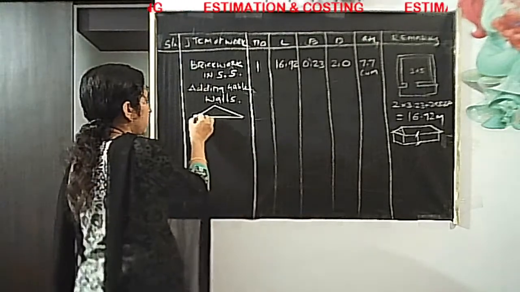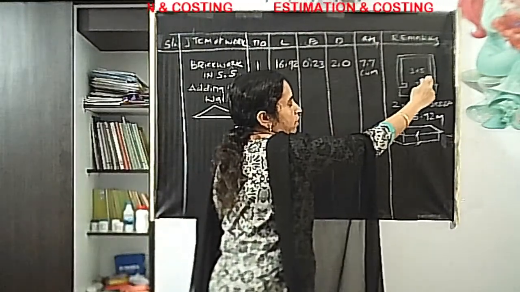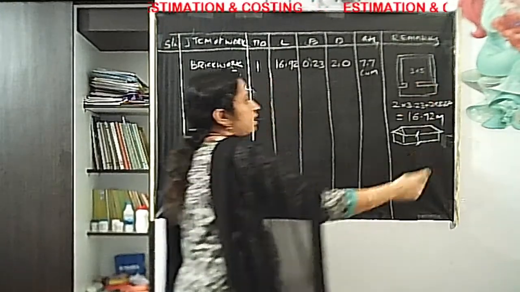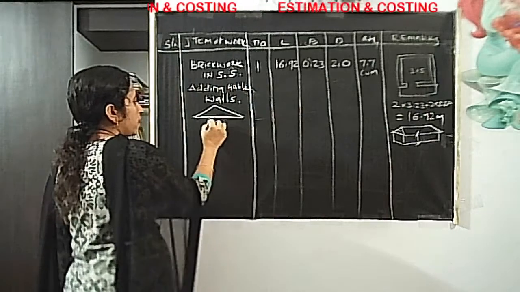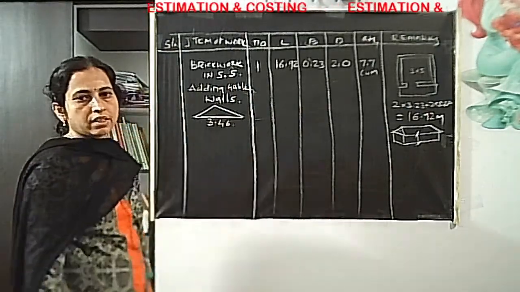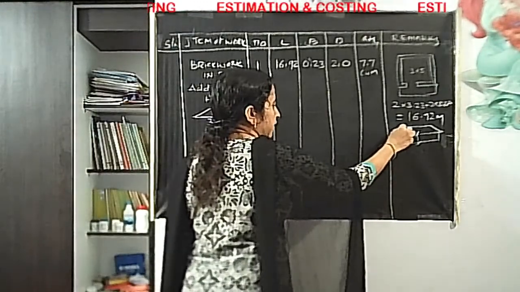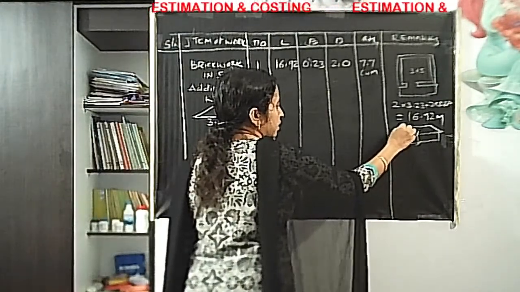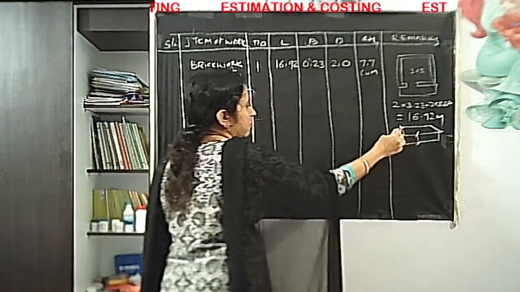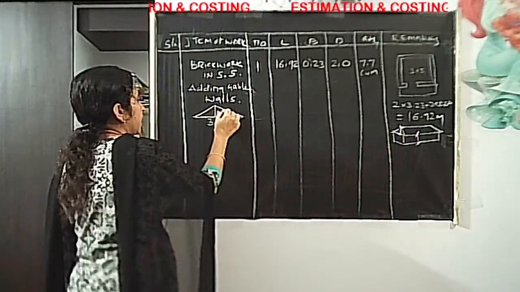So we know that room dimension is 3 meter here, adding up 0.23 here, 0.23 here. So it will be 3.46 meter. Including the slab thickness, this height is 1 meter. So I will just deduct the slab thickness here. It will be 0.85 meter.